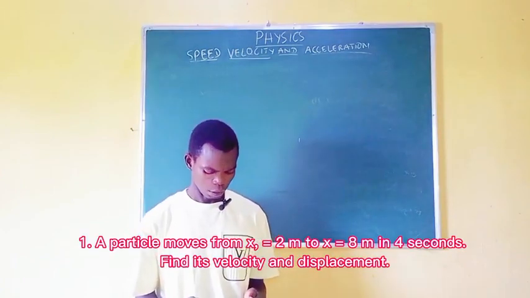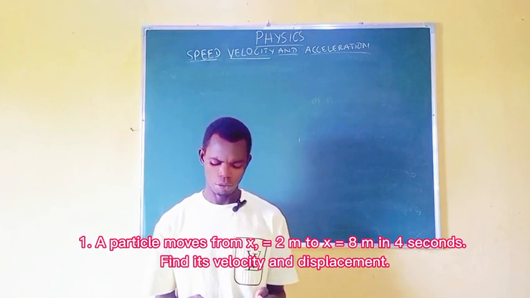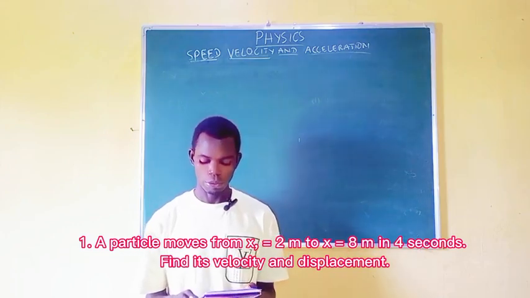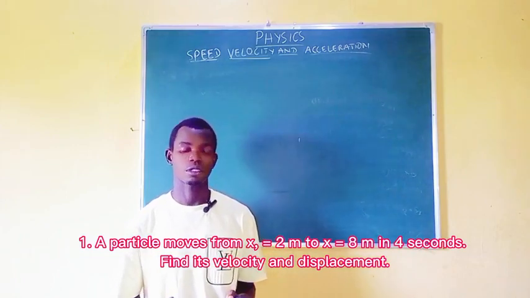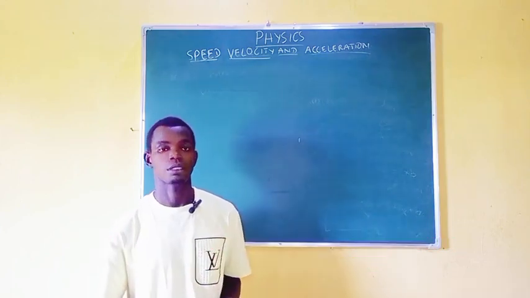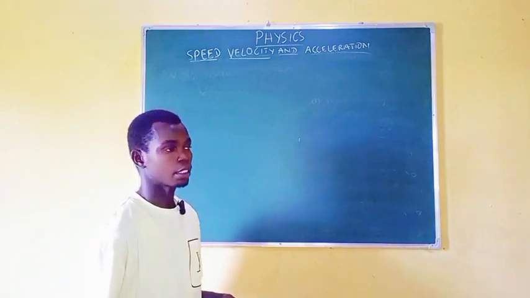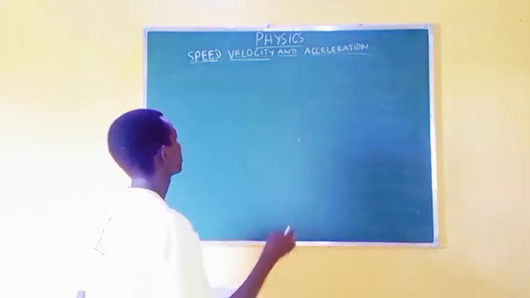Question 1. A particle moves from displacement s naught, which is equal to 2 meters, to displacement s, which is 8 meters, in 4 seconds. Find its velocity and displacement. The first thing to do is to write out the given parameters and draw the displacement time graph.